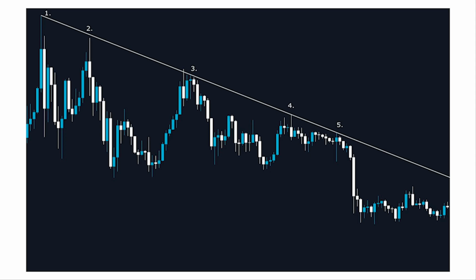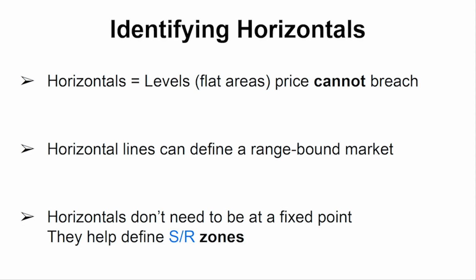Now let's flip gears a bit and talk about the other type of SR, horizontals. Horizontals, by definition, are levels of SR that price is unable to breach. Horizontal lines actually help us define what is known as a range-bound market, but we'll get into that a bit later. Now, horizontals don't need to be at a fixed point. They help define SR zones.